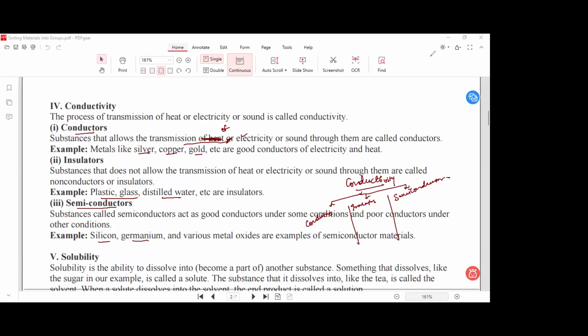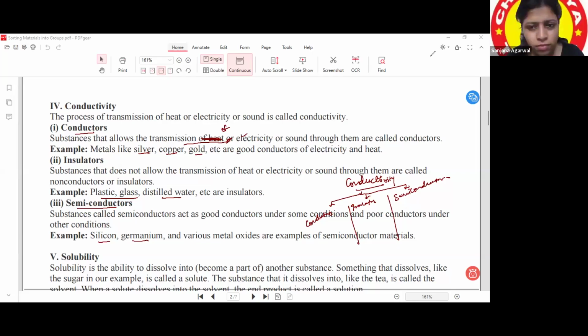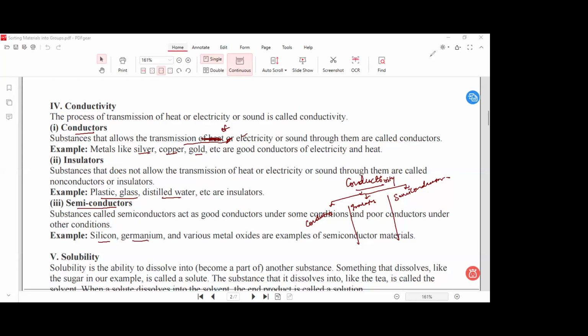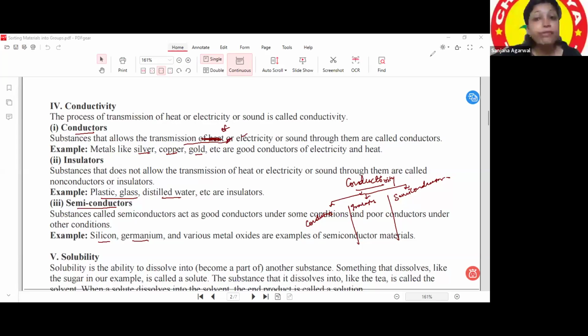Ma'am, we should make a table and we need to write examples of it, ma'am. Yeah, examples with definition. First definition, because these categories are new for you. That's why.